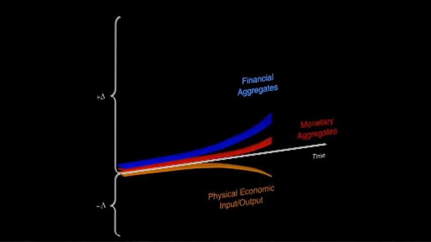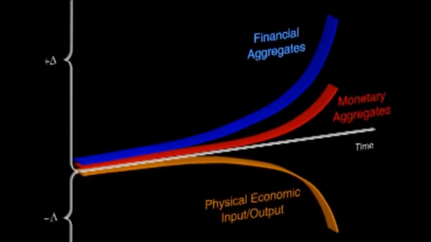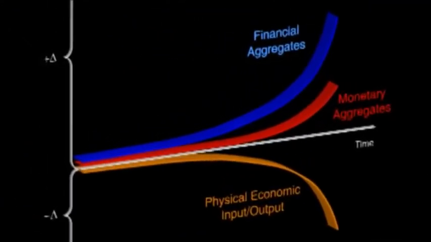Now, while it's growing, the physical economy is being looted because it's being starved of credit that's being drawn out of the physical economy and shoveled into financial paper speculation. And consequently, you have a collapse in the physical economy. And this is represented by the bottom curve of the triple curve, sharply turning downwards in the opposite direction of the growth of the financial aggregates.